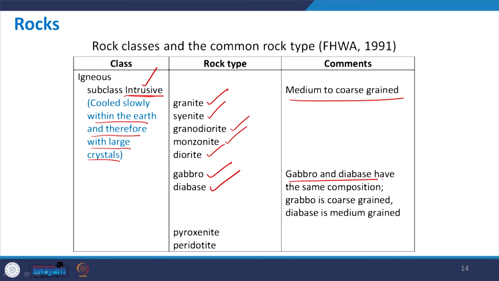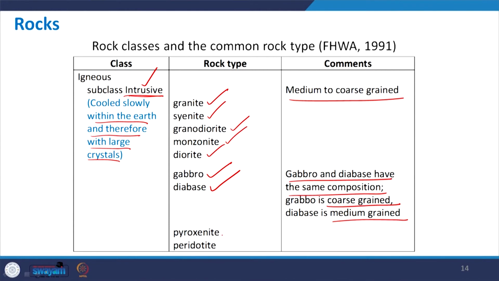These have, you see, the same composition, but gabbro is coarse grained and diabase is medium grained. So it is not only the mineral composition, but the size of the grain also matters when you have to identify the rocks.